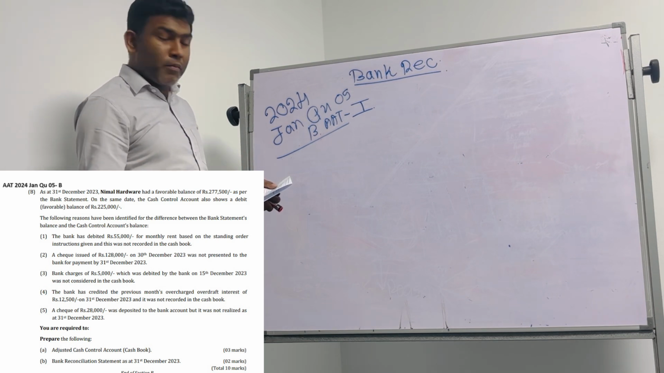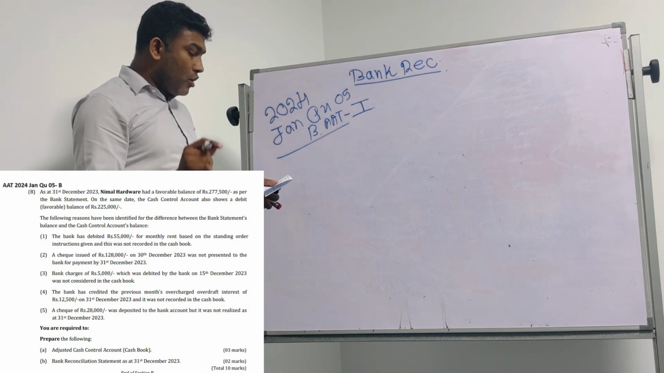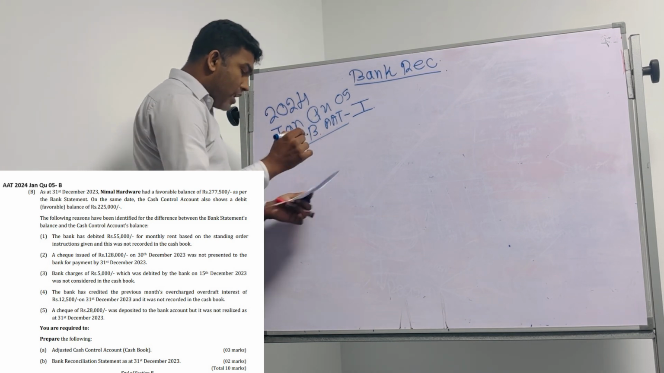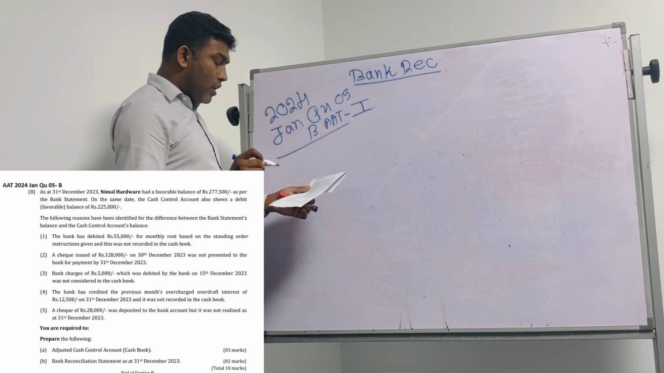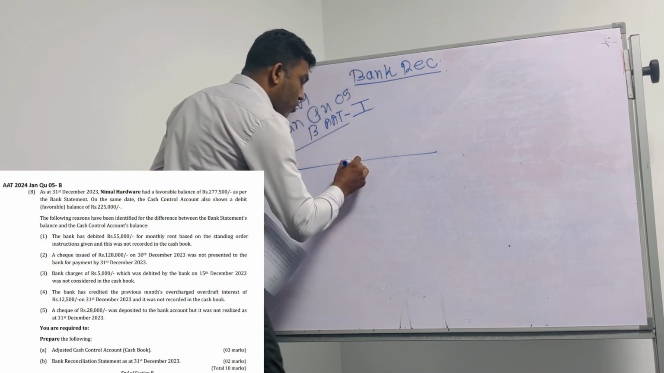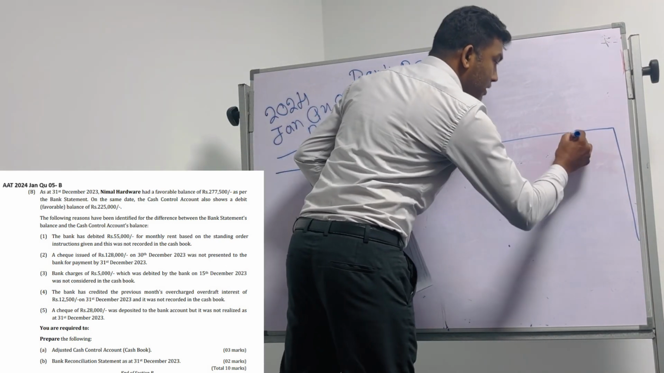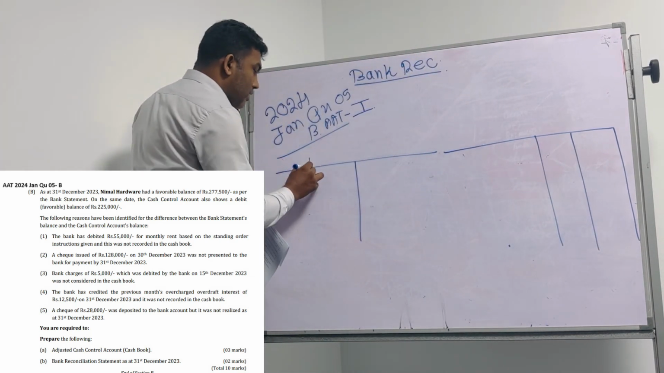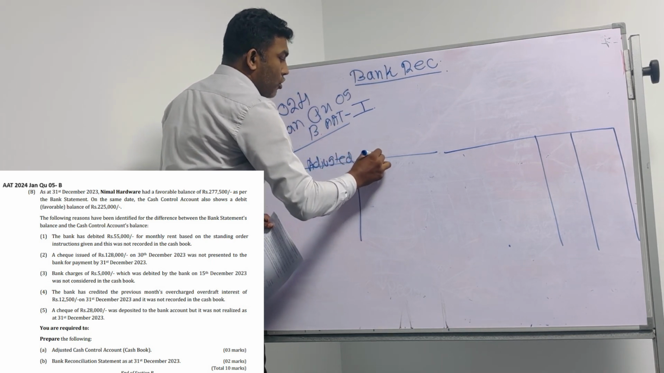That means that as per the bank statement, it is a credit balance. And the cash control account has a favorable balance, favorable meaning debit balance, of 225,000. So finally they are asking you to prepare the adjusted cash control account and the bank reconciliation statement. If I draw the format, this is the cash control account, this is the bank reconciliation format, just for you to understand, right? So this is the adjusted cash control account.